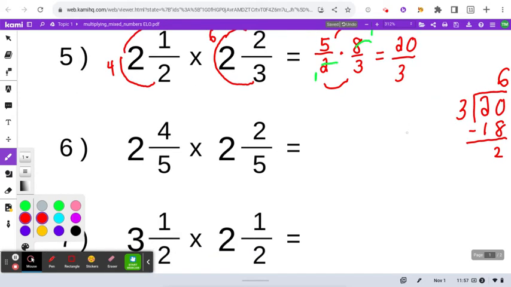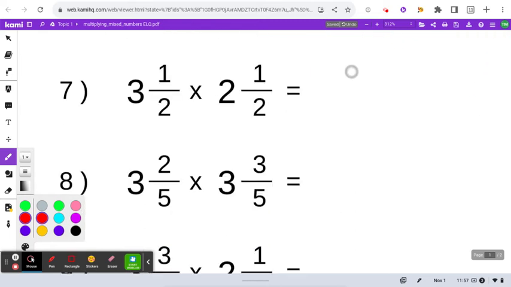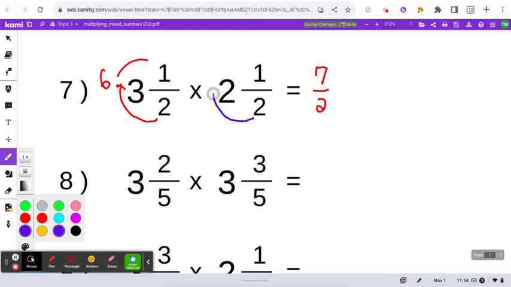Okay, now number 7. So number 7, 2 times 3 is 6. 6 plus 1 is 7. So that first one's going to get me 7 over 2. Then I'll do the next one. 2 times 2 is 4. And then 4 plus 1 is 5. So that one will give me 5 halves.